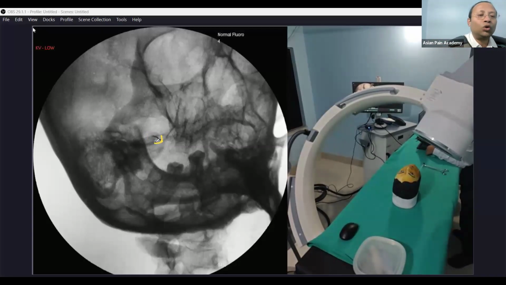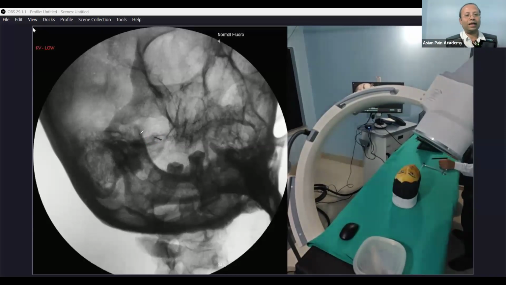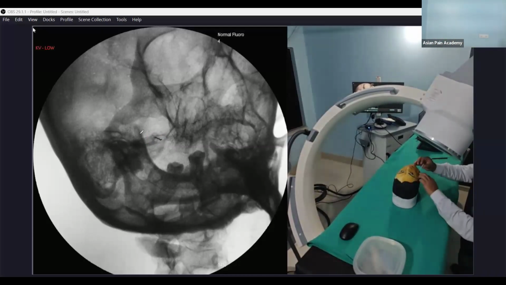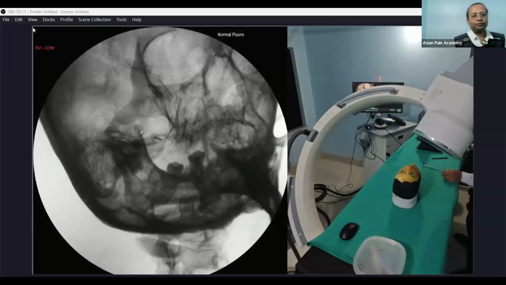So I am going in the lower margin. I am going to hit the lower margin. So let me just adjust it a bit. Again I have repositioned it. Now I am going through the foramen. After going up to this much, it can be completely a tunnel view also, but that is not needed. If you are in the foramen, then it's okay.